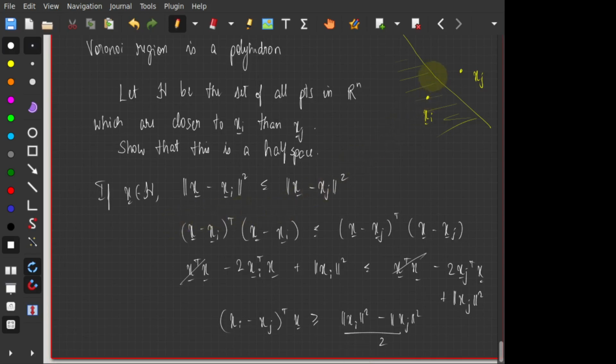If you think about it, the hyperplane which passes through the midpoint of the line joining xi and xj should indeed be the one that separates the two Voronoi regions, right? So the normal should be along the line joining xi and xj. That's why the normal is just xi minus xj. And at what point does this line segment intersect the hyperplane? It's basically the midpoint, right? Norm xi squared minus norm xj squared by 2.